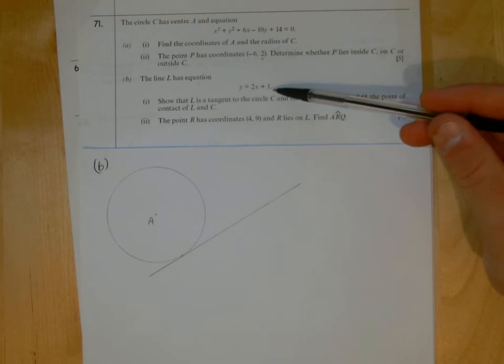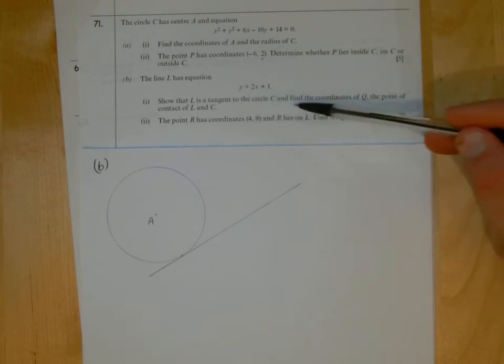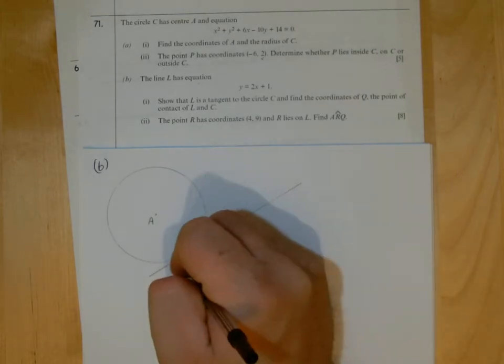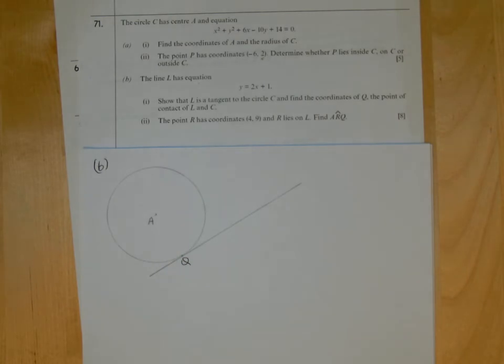We've got this line y equals 2x plus 1, and we're asked to show that this line is a tangent to the circle C, and find the coordinates of Q, the point of contact of L and C. So circle and line with the point of contact, they say that's my point Q there. And we've got to find the coordinates, but we've also got to show that it is a tangent.